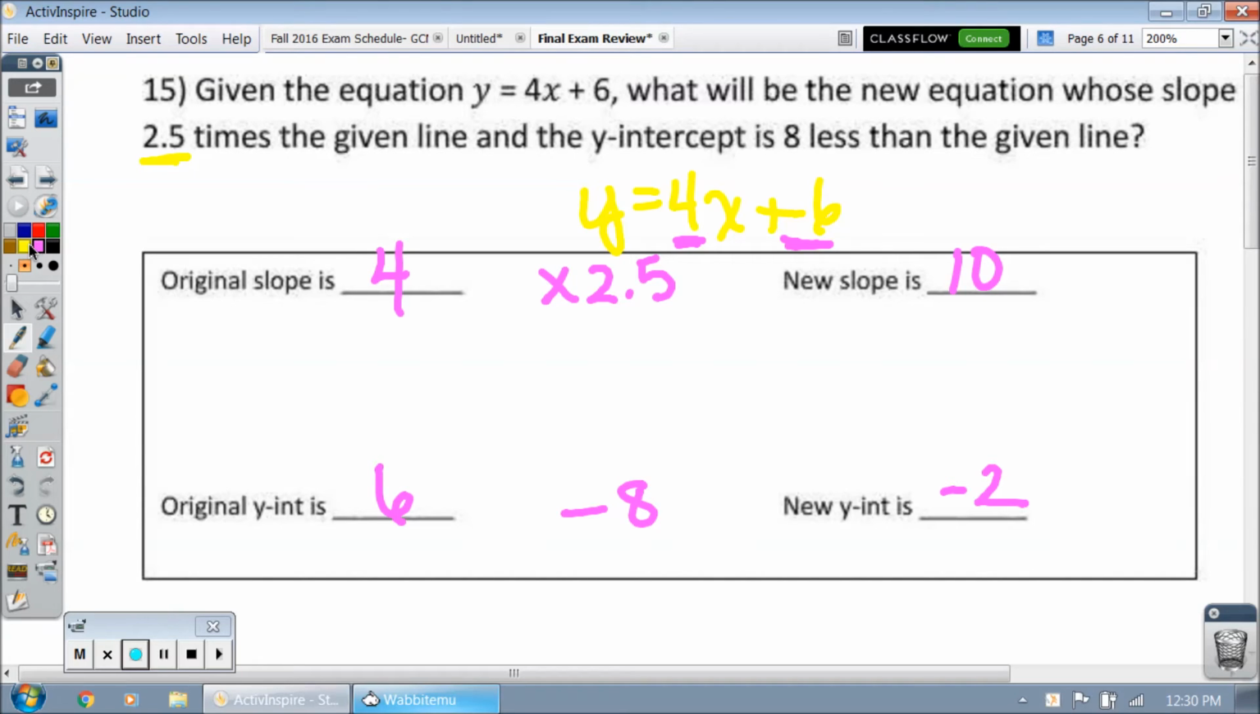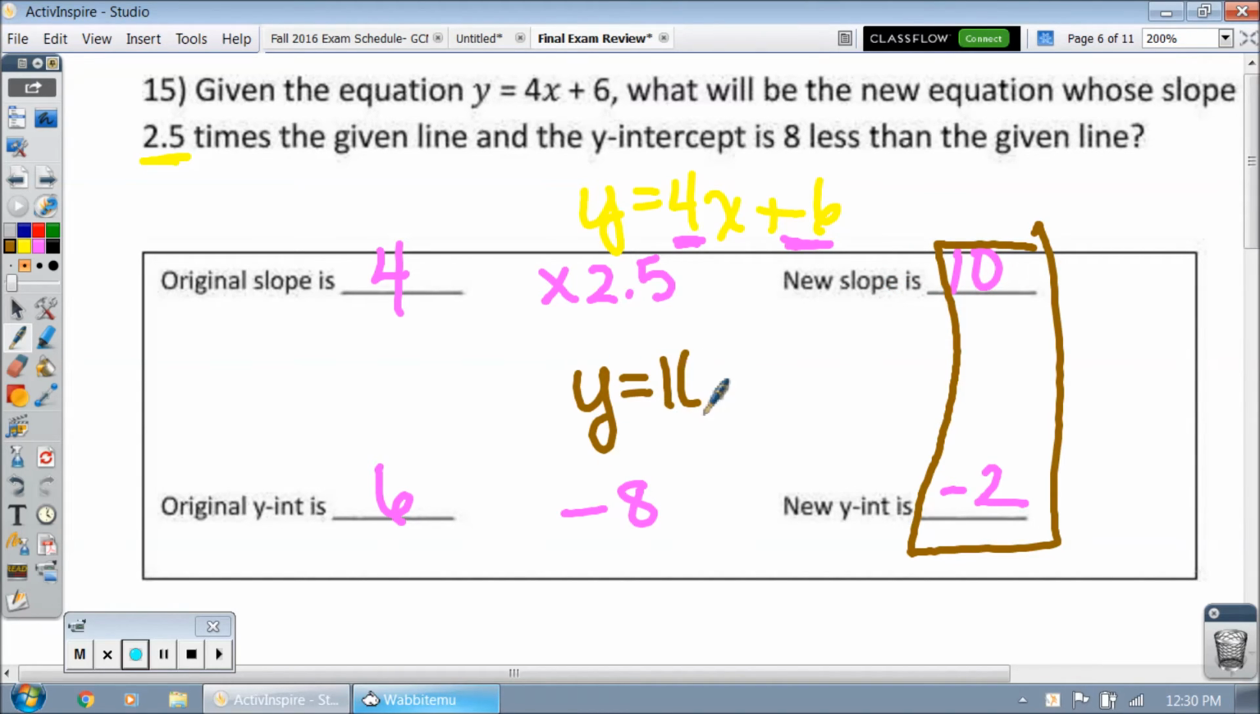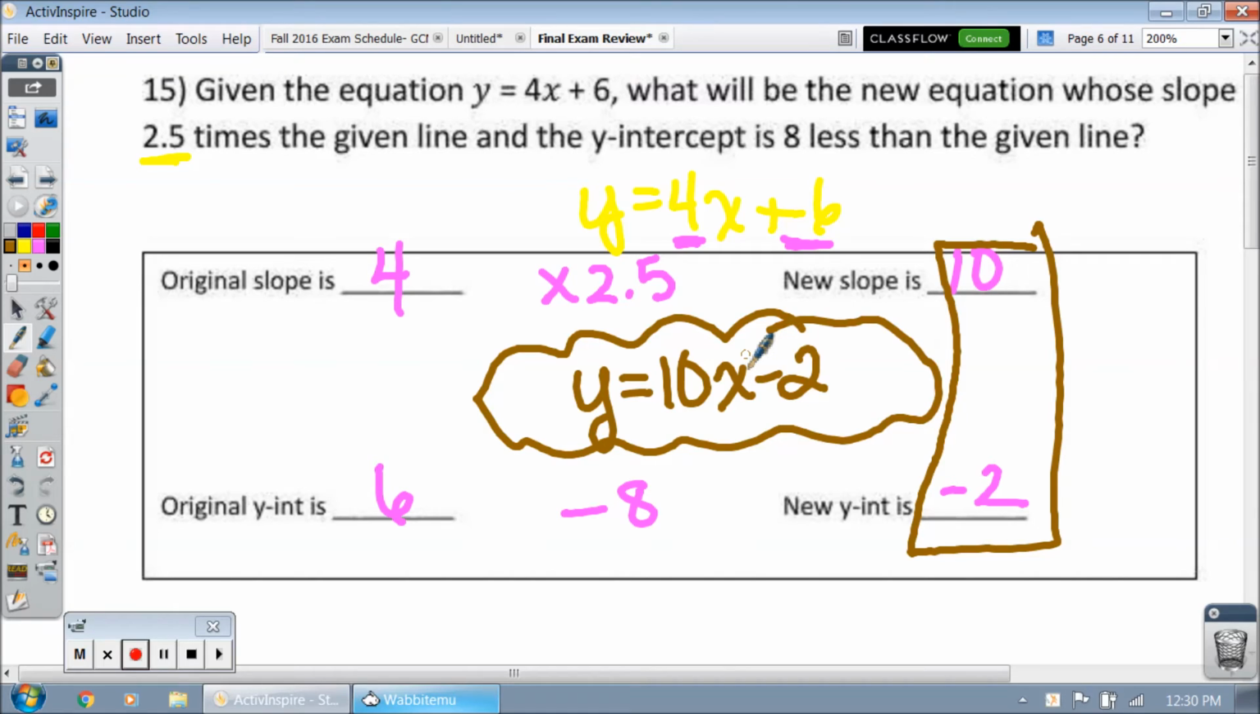But that is not our answer. We have to write the equation. We have to put these two values back into y equals mx plus b. Well, our slope is 10. That's the number in front of x. Our new y-intercept is negative 2. And there's our new equation.